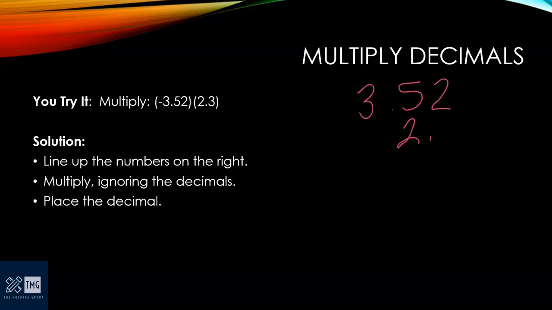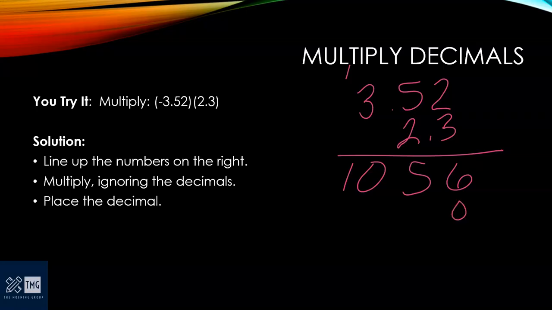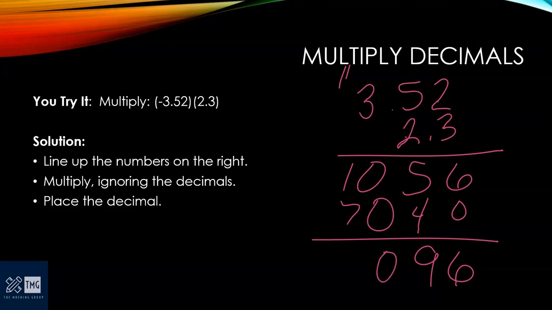We've got 3.52 times 2.3. When I multiply through by 3, 2 times 3 is 6. 3 times 5 is 15, carry my 1. 3 times 3 is 9 plus 1 gives me 10. Then I come down, I need to put my 0. Now 2 times 2 is 4. 5 times 2 is 10, carry my 1. 3 times 2 is 6 plus 1 is 7. When I add, I get 8096.